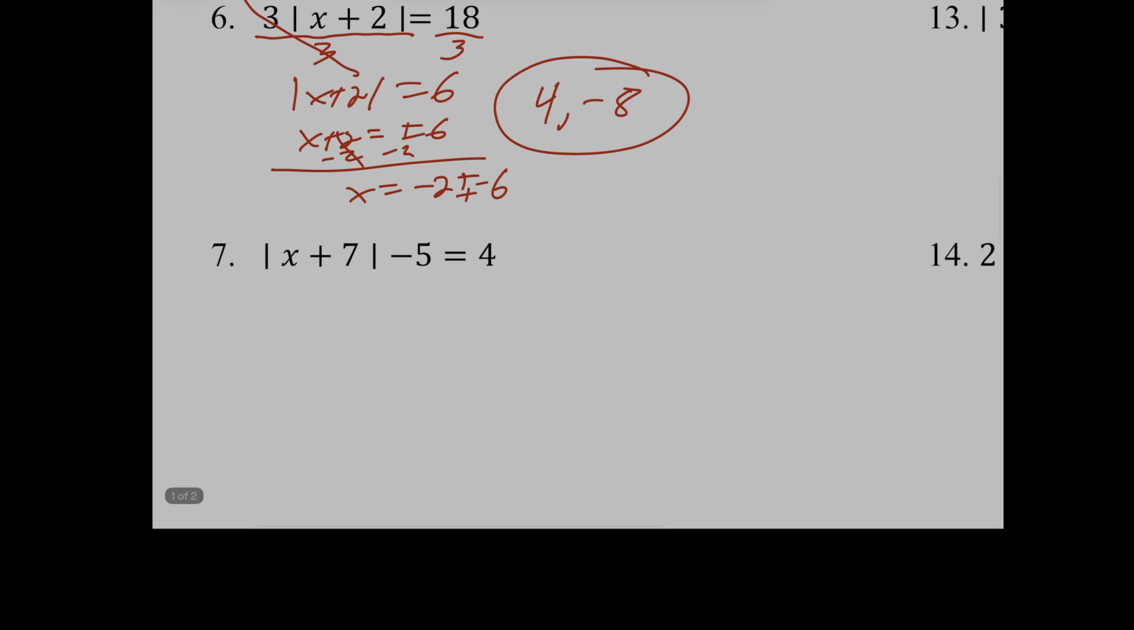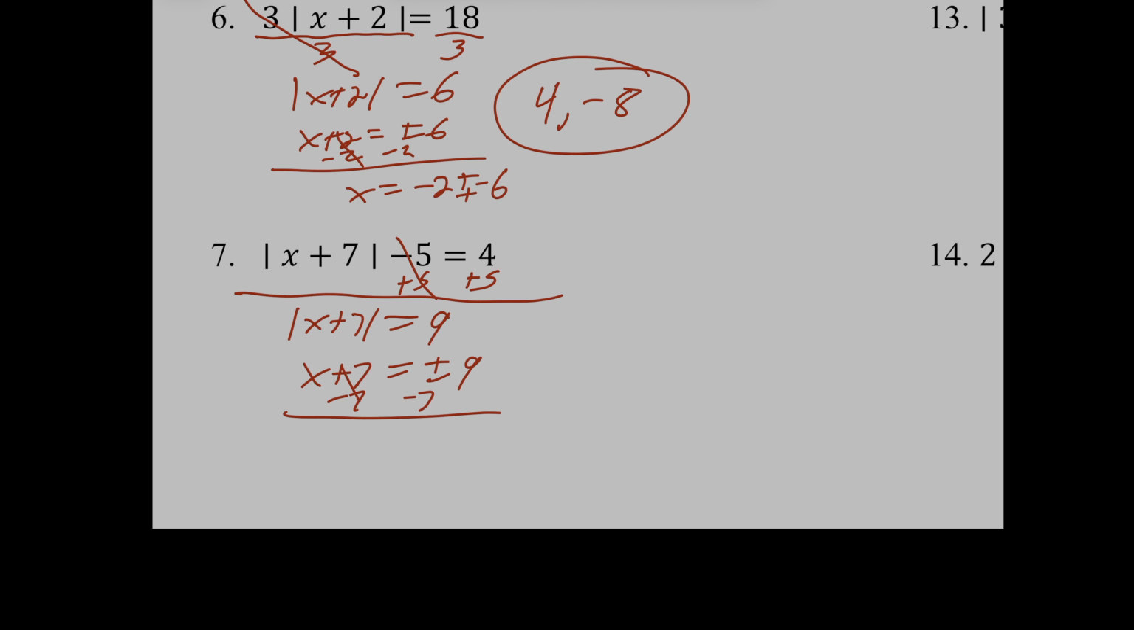Let's go on to number 7. I can't do the absolute value trick because the absolute value is not by itself. So I go like that, and I'm going to get an absolute value of x plus 7 equals 9. Now I get to do the trick. Okay, so I go plus or minus 9, and once I subtract 7, watch how I write it.